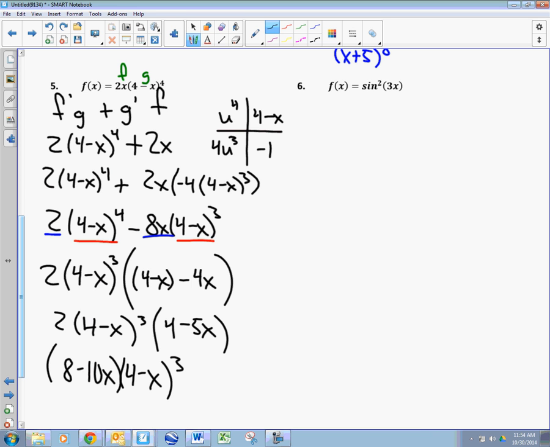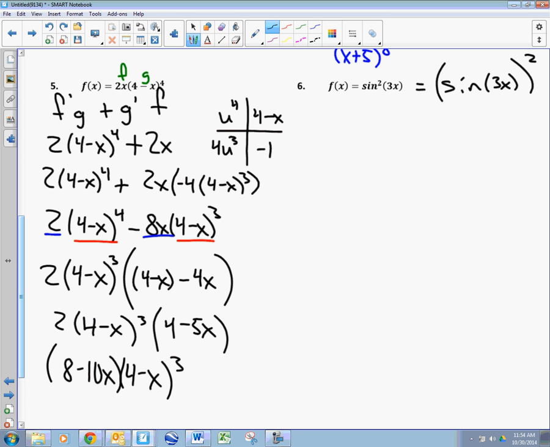Let's think about this. Give me a value for x. 3. Take 3, plug it in. You take 3 times 3. After you take 3 times 3, what do you then do? Then you take the sine of it, and after you take the sine of it, then you square it. So this is actually sine of 3x, that quantity, whatever that is, squared. That's what that means. So as you put something in, what's the last operation that you do? You square it. And so that requires the use of the chain rule.